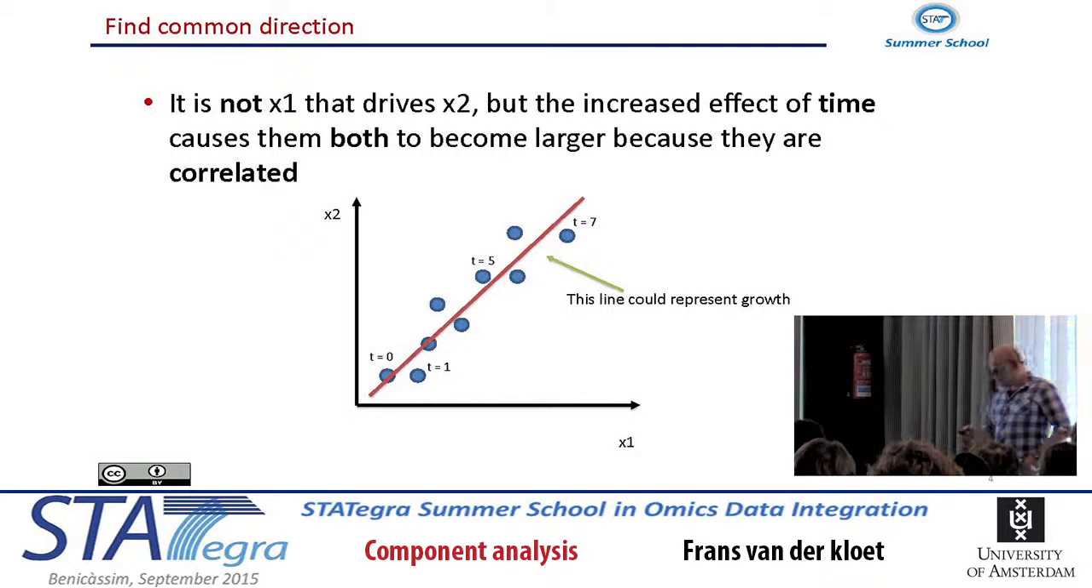But usually it's not x1 that drives x2, but it would be, for example, an increased effect of time that causes them both to become larger, and they are correlated. And because they are correlated, I get this plot. For example, if I would draw this line, it could represent growth or something like that. And these time points, t0, these points would be points in time.